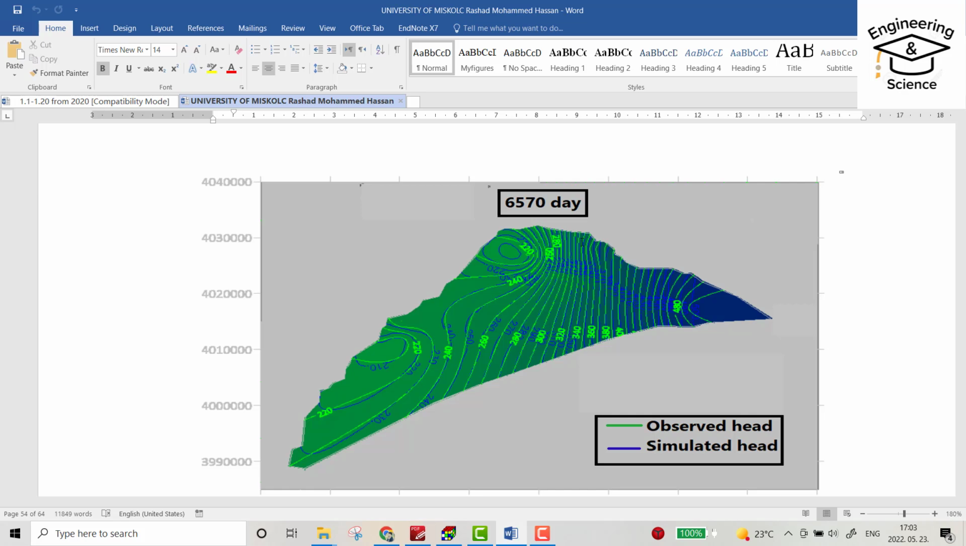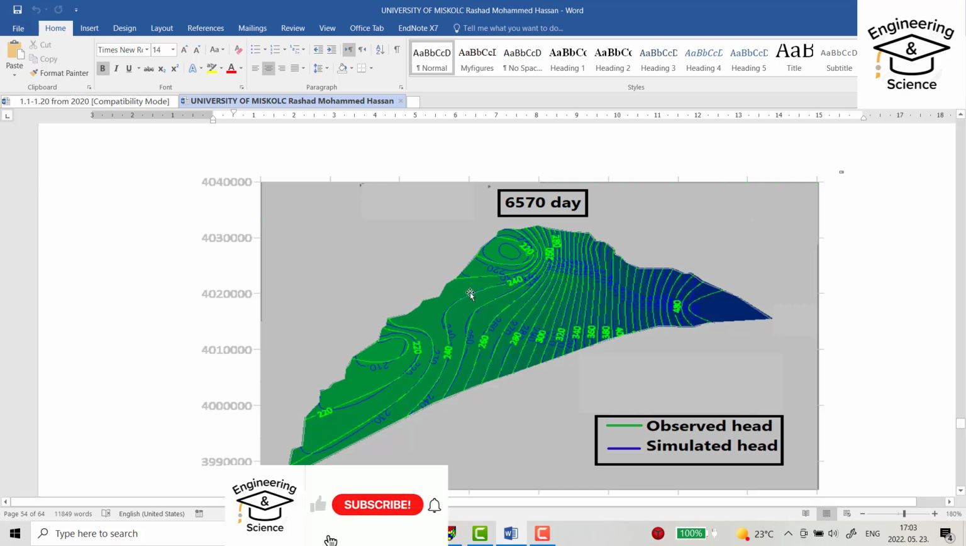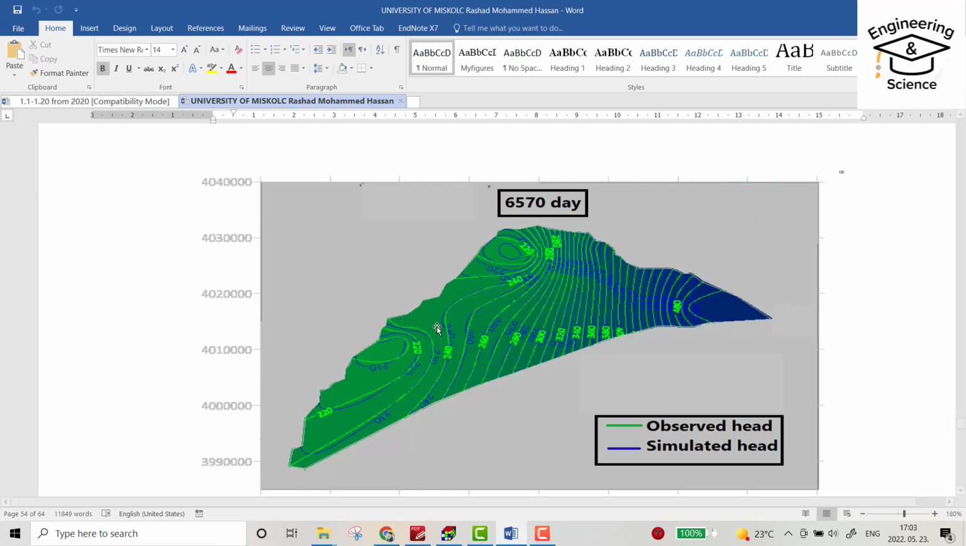Hello friends, today I want to give you some information about the calibration of a model. For my thesis, I created a model with Modflow, and calibration is creating a model which gives results unique to the reality.